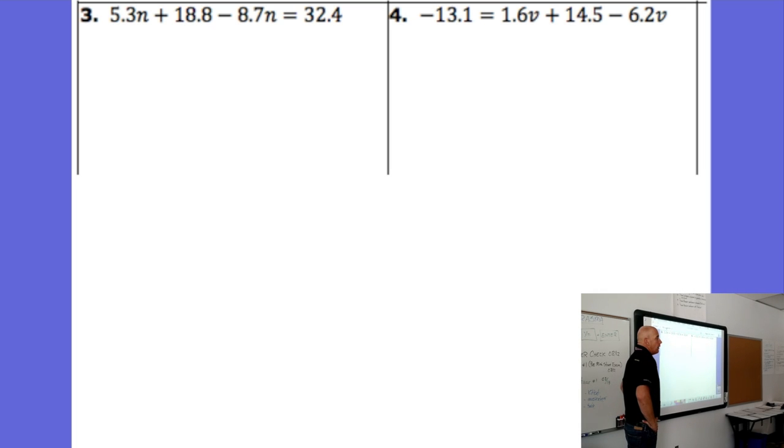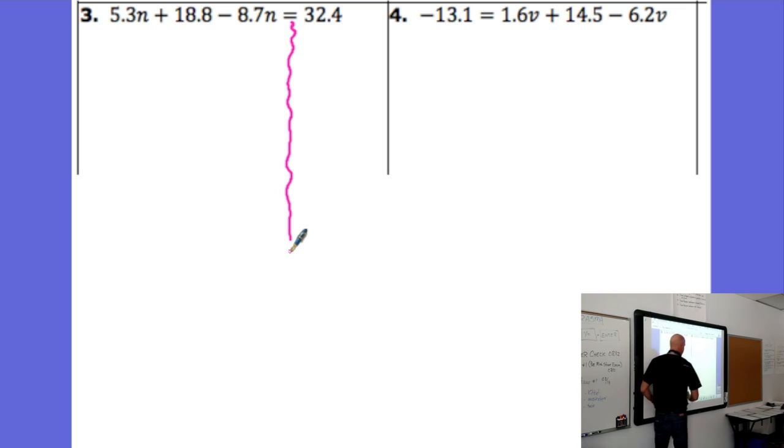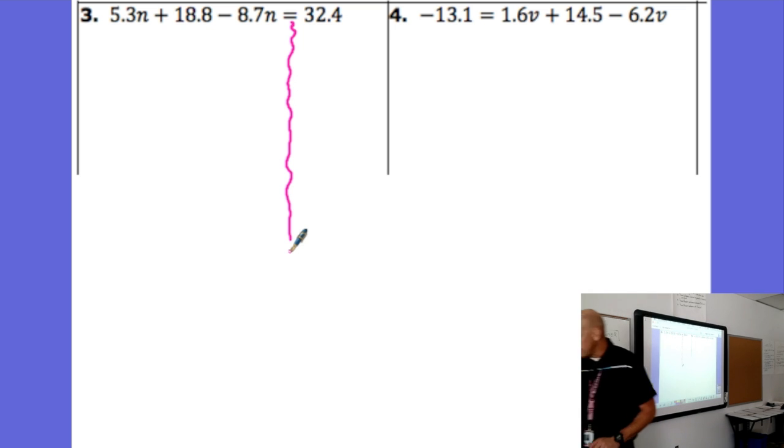All right, now we have like terms. Good. So what I want everybody to do is go ahead and draw your squiggly line, or your vertical equal sign. You're welcome. Now, remember yesterday's notes, we checked to make sure if we have like terms.